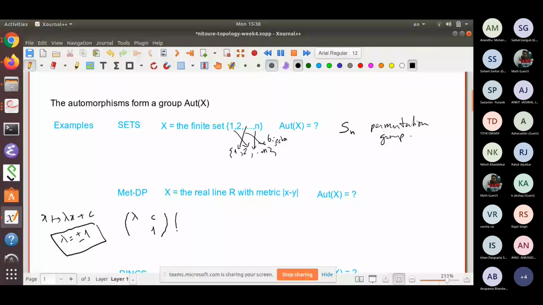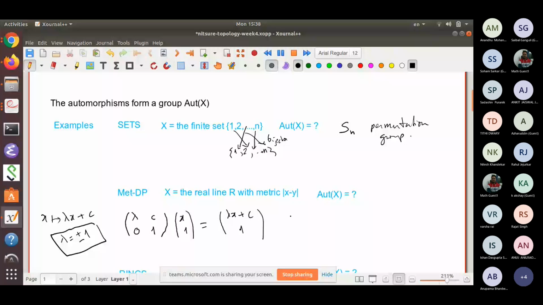And the answer is, what is it? Lambda x plus c and 1. So this entry which is not written is 0, 1. So when you represent any point as the matrix x comma 1, its image is lambda x plus c, 1. Which means x is going to lambda x plus c. And you can see the composite behaves correctly.